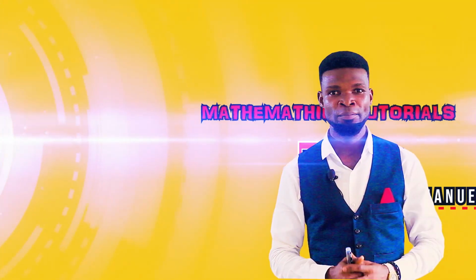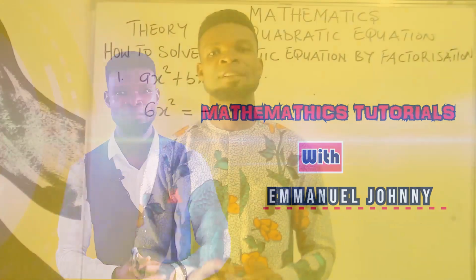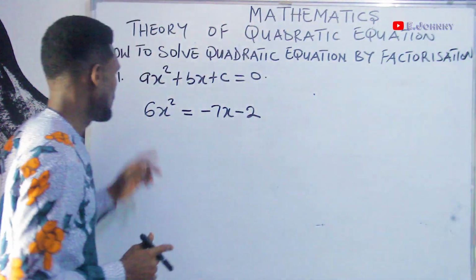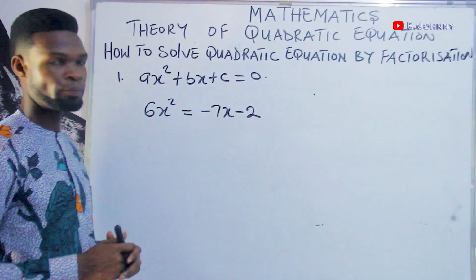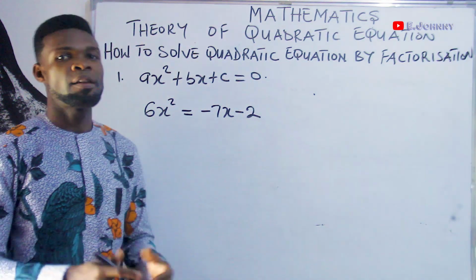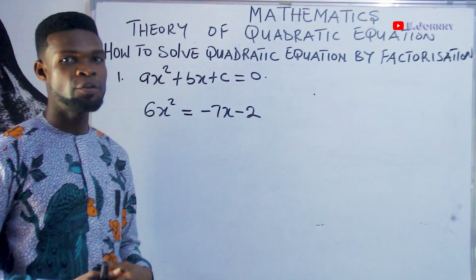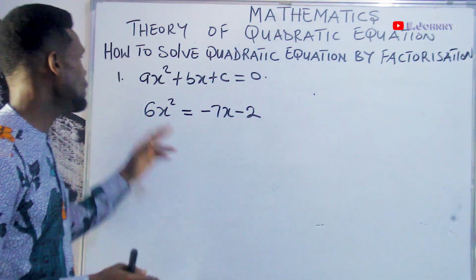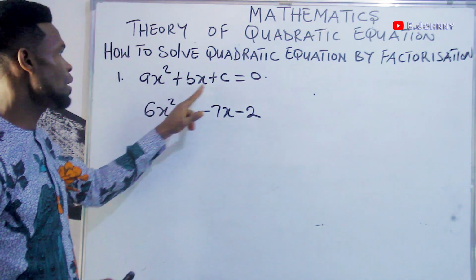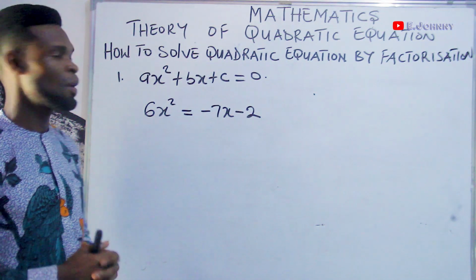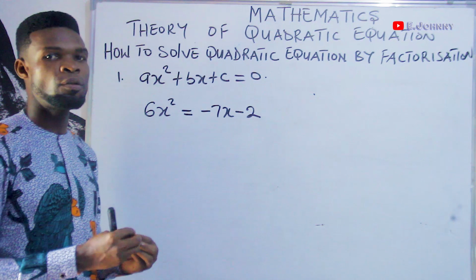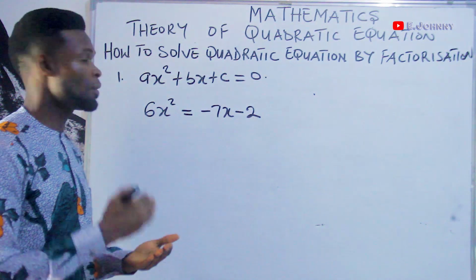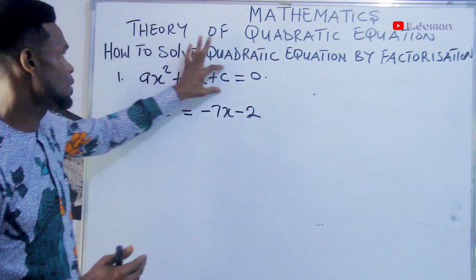Mathematics tutorial. Here is the second example. We have 6x squared equals to minus 7x minus 2. Please note that anytime you are faced with a quadratic, there is a general form, and the general form is ax squared plus bx plus c equals to 0. So whenever you are faced with quadratic, always try to arrange the terms such that they appear in this form.